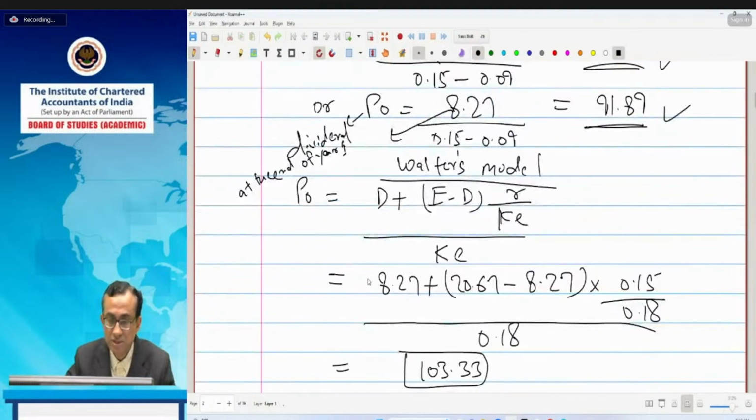In the water model, it is simple. So any question?